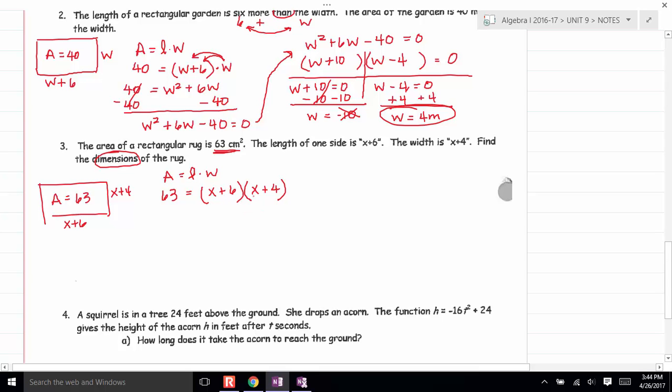We have a binomial times a binomial here on the right. So we're going to start with the x and distribute it. We're going to multiply this first x times the positive 4. So that's going to give us x squared plus 4x. And then now we're going to distribute the 6. We're going to multiply 6 times x and 6 times positive 4. So that's going to give us 6x plus 24.